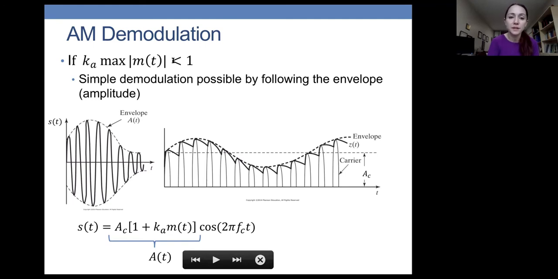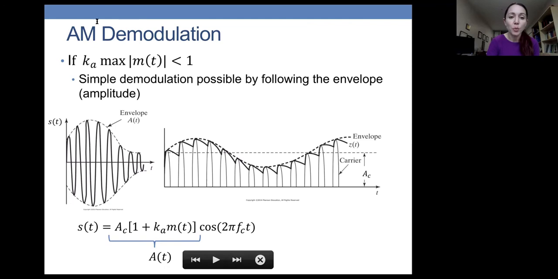Otherwise, if this inequality is not satisfied, when we multiply by the cosine, the positive and negative components of 1 plus Ka M of t are going to interfere, causing the shape to be different. In that case, the envelope cannot be used to demodulate the signal.